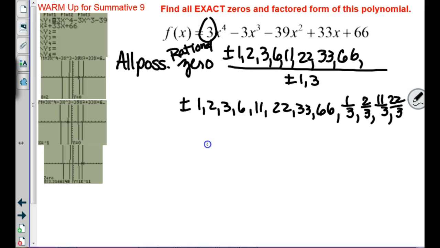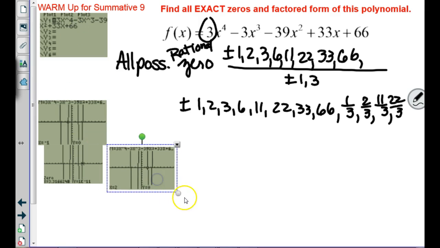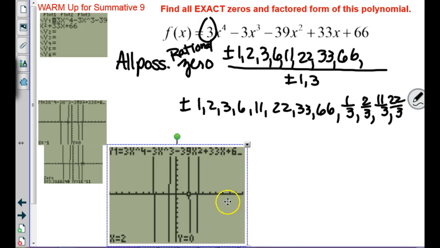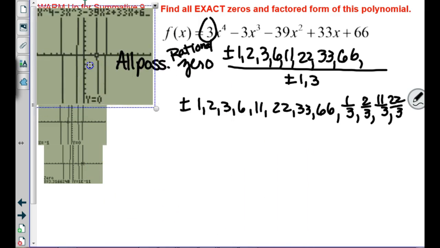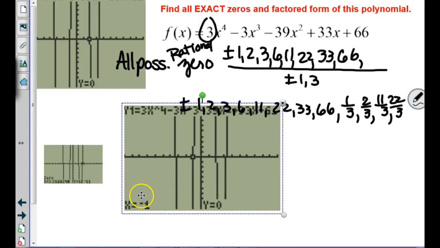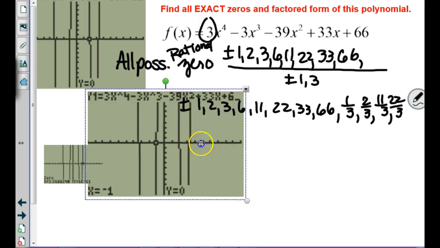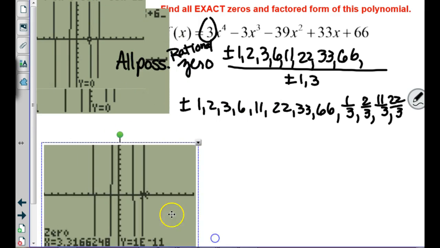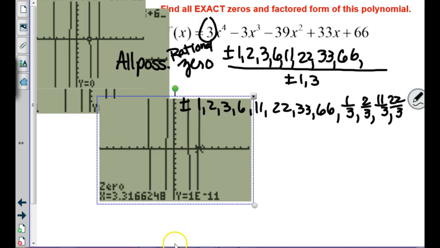The directions say graph and divide. Okay, so I typed it in and I graphed, and can you see what that one says? It had a 0 at 2, and it had a 0 at -1. Now, there's 4 places it crosses, but when I found the other one, I got this. What does that mean? This is basically 0, right? But is that a rational 0? No, it's something crazy.